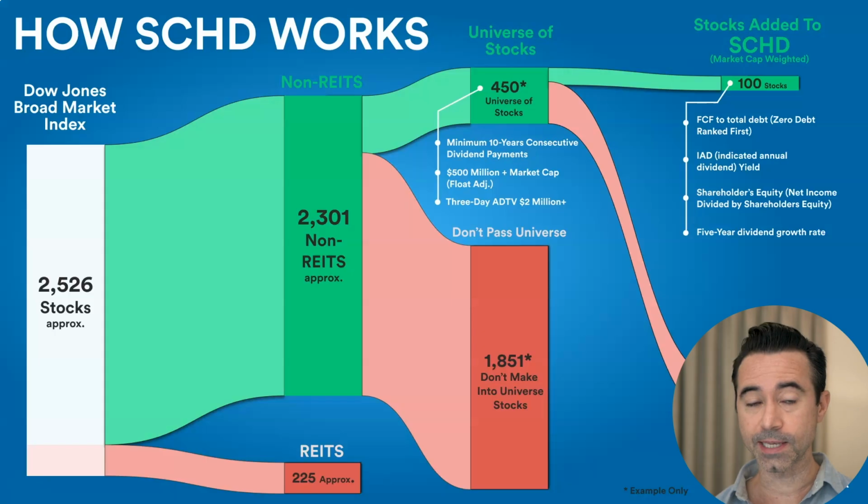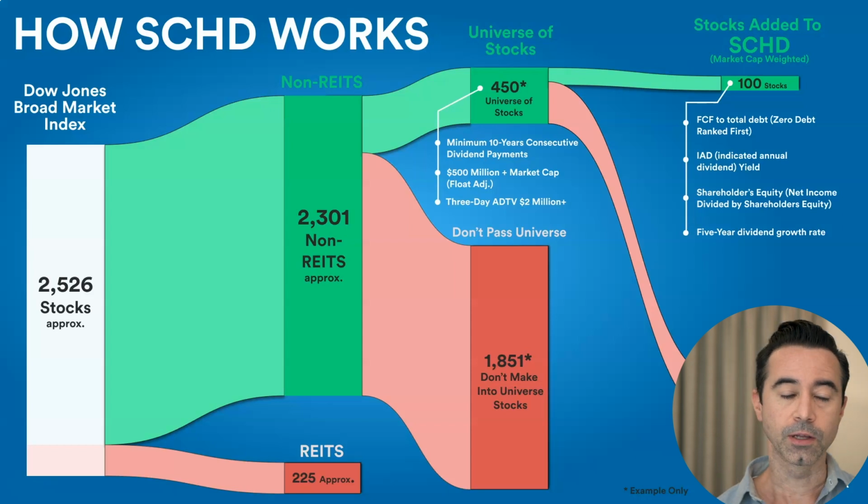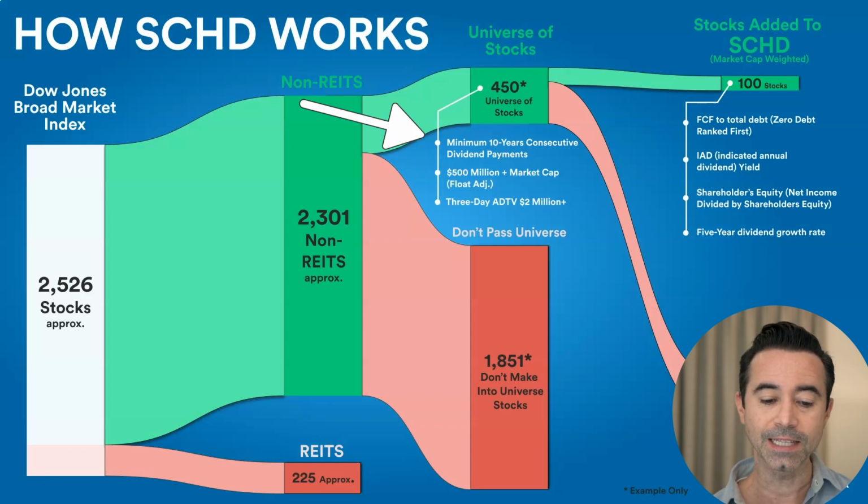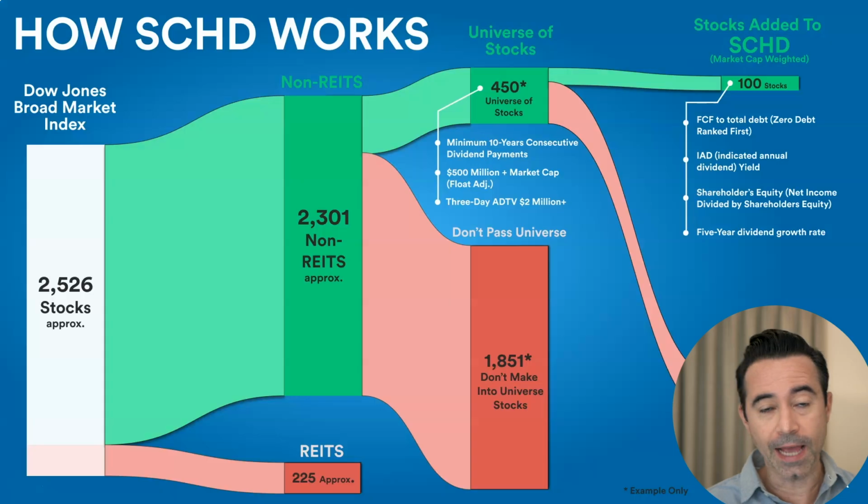Now here's where things get really interesting. We have to figure out the universe of stocks we're going to go with. In order to do this, SCHD does a few different things. First off, it only selects companies that have a minimum of 10 years of consecutive dividend payments. So companies that don't pay any dividends and have not paid for the past 10 years, they're not gonna make it into SCHD. That's the first barrier to entry, let's call it.